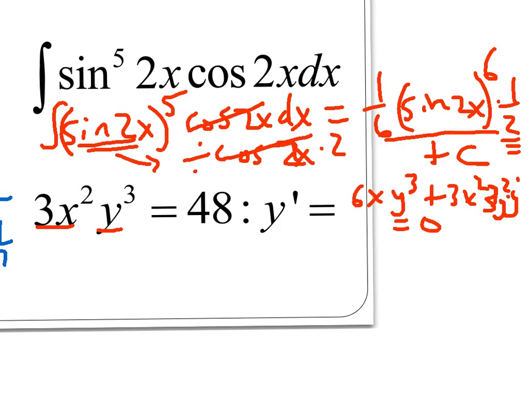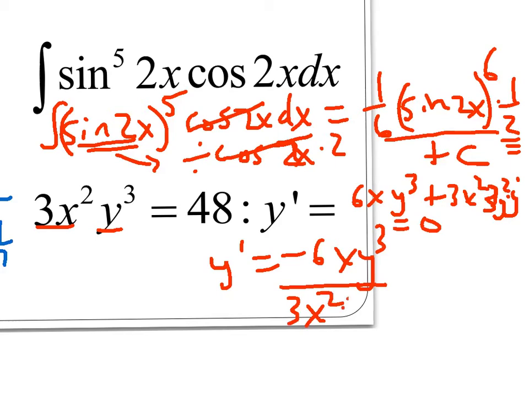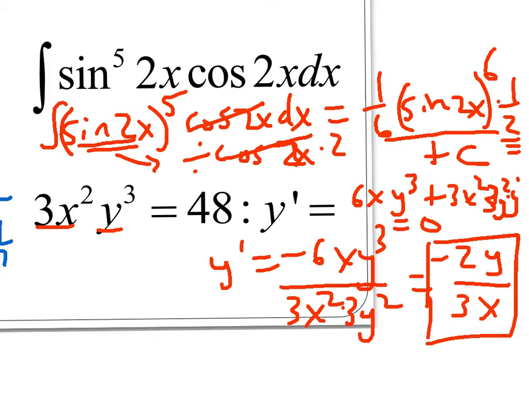And then to solve for y prime, I would subtract 6xy cubed from both sides, and then divide by the number in front, which in this case is 3x squared times 3y squared. And if I simplify that a little bit, I'll realize I'll get negative 2y over 3x. So check and see how I got that.